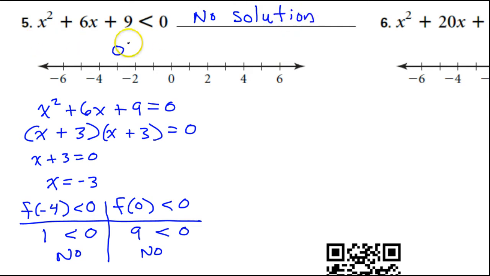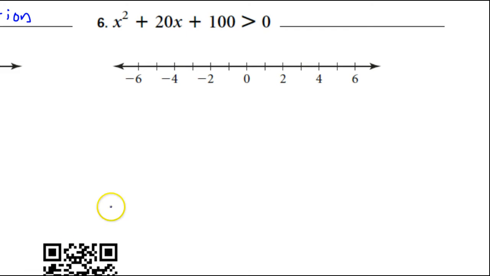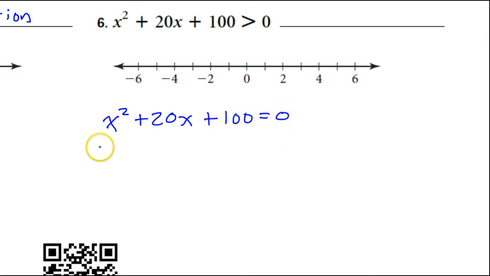All right, so this inequality has no solution. All right, this will be the last problem that we're going to do. So once again, we're going to solve this inequality by starting with the related equation, x squared plus 20x plus 100 equals 0. And we can probably solve this by factoring. Okay, so we're going to factor this down.